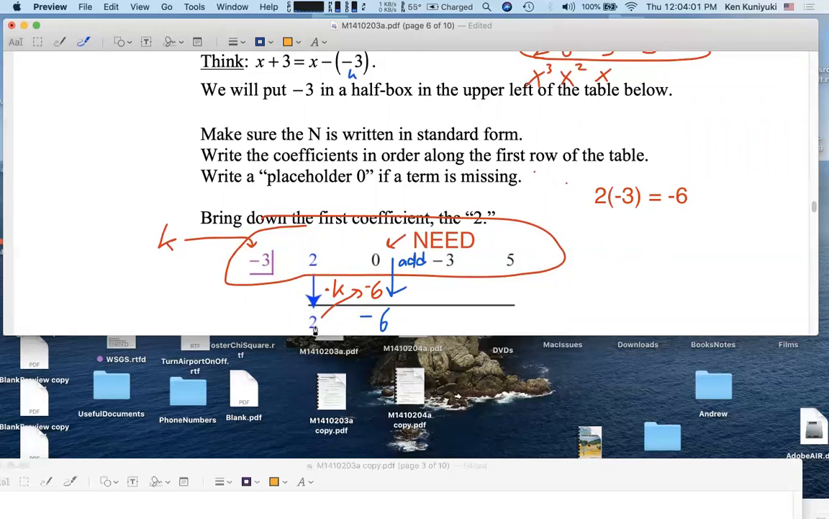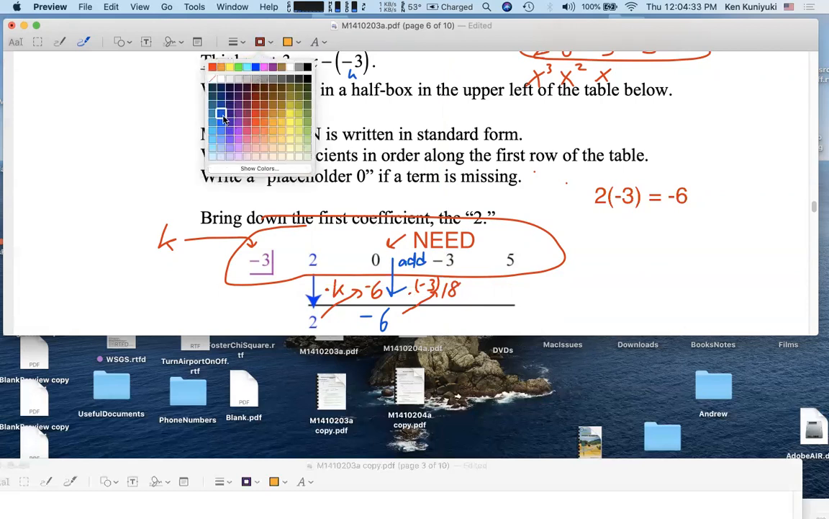So remember, you multiply diagonally to get over here in the second row, and then you add down to get the entry in the third row. Repeat the process. What's negative 6 times k? The negative 3. When you multiply by negative 3, negative 6 times negative 3 is positive 18.